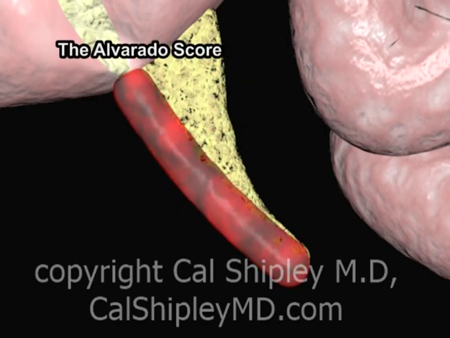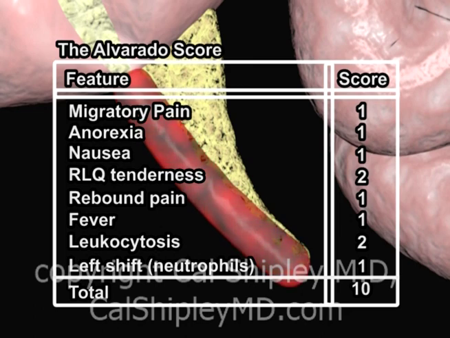Before we leave our review of clinical evaluation to discuss imaging studies, I want to mention a tool that is used by some clinicians to assess the probability of acute appendicitis. The Alvarado Score employs a constellation of symptoms, physical examination findings, and white blood cell count to assign a score to patients being evaluated for the possibility of acute appendicitis.